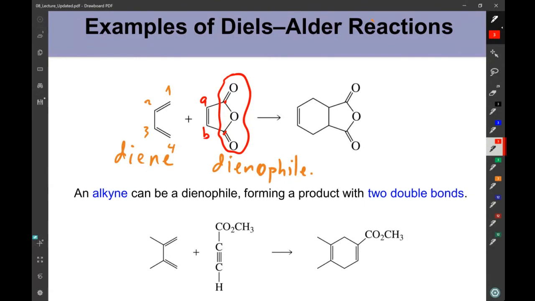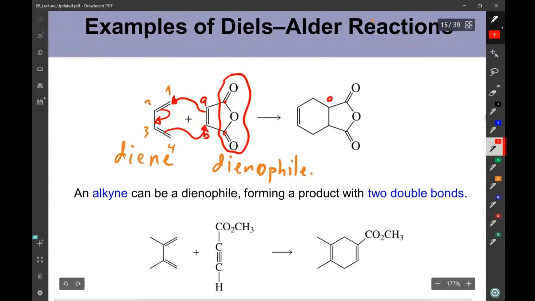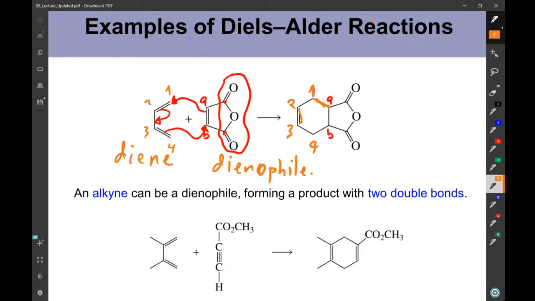And so according to the Diels-Alder reaction, you create a new bond between carbon A and carbon 1. You form a double bond between carbon 2 and carbon 3. And you create a new bond between carbon 4 and carbon B. So this is my carbon A and my carbon B. This will be carbon 1, carbon 2, carbon 3, carbon 4. So I create a new bond between 1 and A, a double bond between 2 and 3, and a new bond between 4 and B. That's how I get to my product.